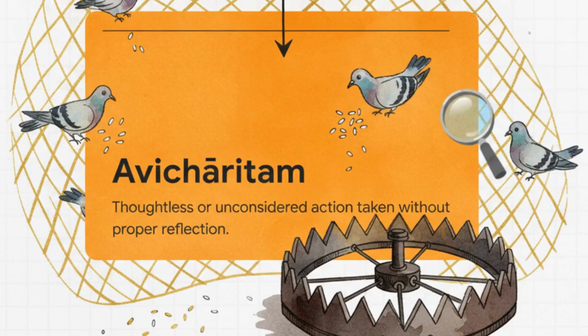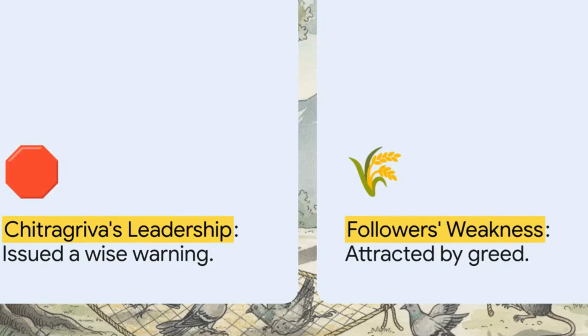Avacharatam. It translates to a thoughtless or unconsidered action taken without proper reflection. The bait was set, sure, but it was the avacharatam action of the pigeons themselves that actually sprang the trap. Let's really contrast their reactions here, because this dynamic, it's a classic exam question. Chitragriva's leadership relied entirely on logical caution, and he issued a wise warning against the suspicious food.